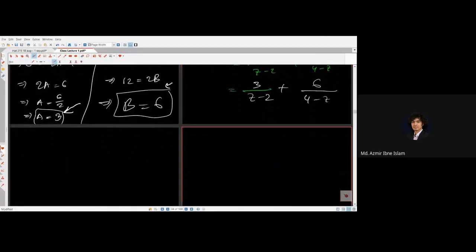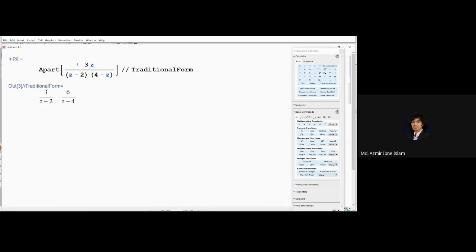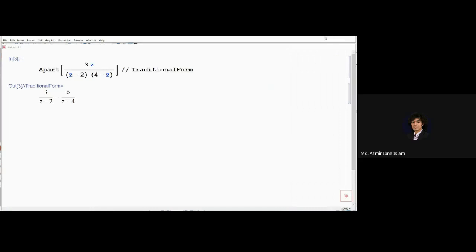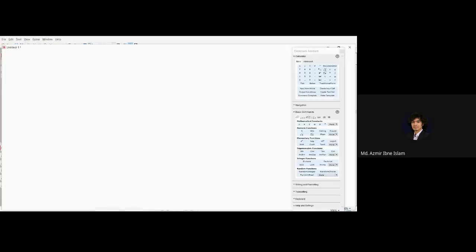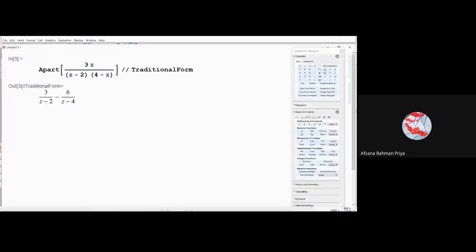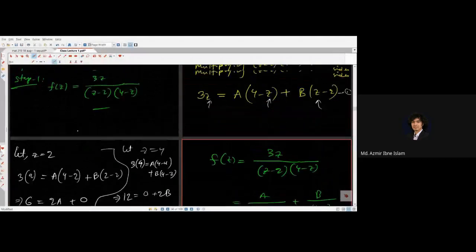Are you getting the idea? F of z, if we write it this way, we don't need this one. Actually, we are factoring out minus 1 before, so it is this. Whatever algorithm Mathematica is working with, that is actually partial fraction. Is that okay? Yes, sir. Yes. So okay, step 1 is done.